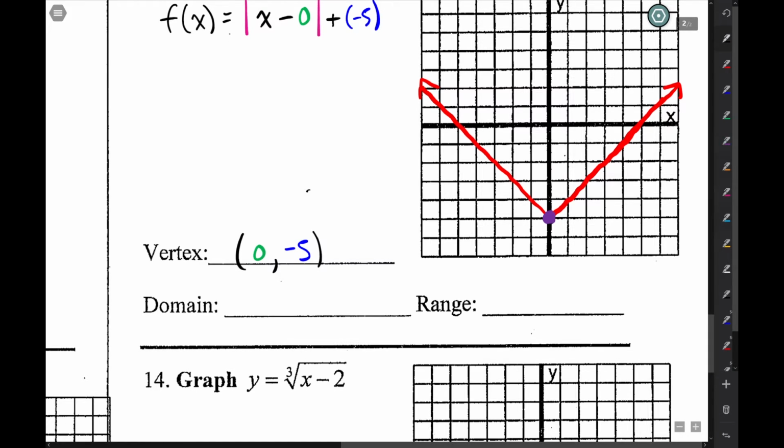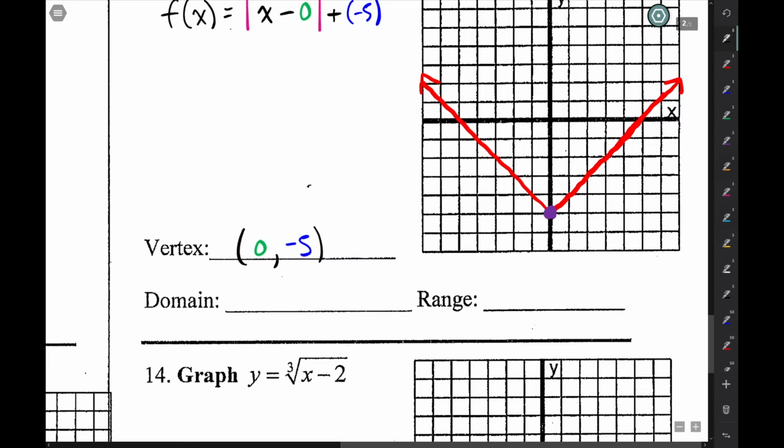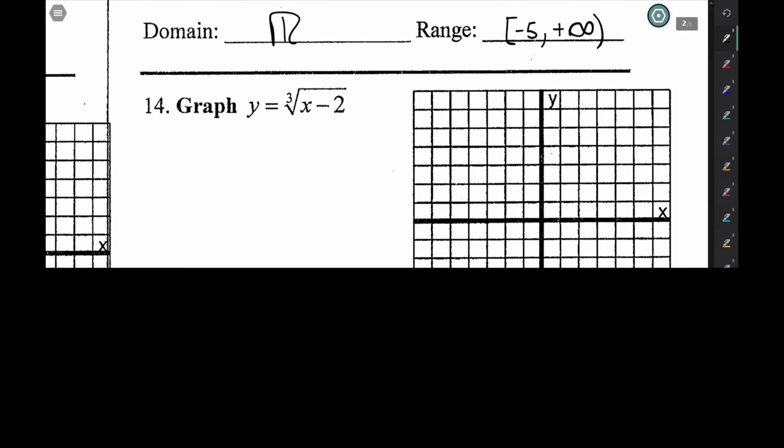So, domain, it seems to infinitely go left and infinitely go right. We'll go ahead and call that all real numbers. Range, it goes as low as negative 5, including negative 5, and then it keeps on going up. So we'll say all the way to positive infinity.